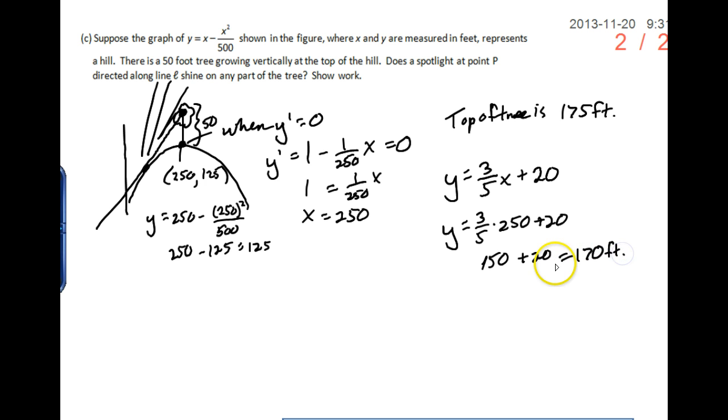So what does that mean? That means light would shine on the top 5 feet of the tree.